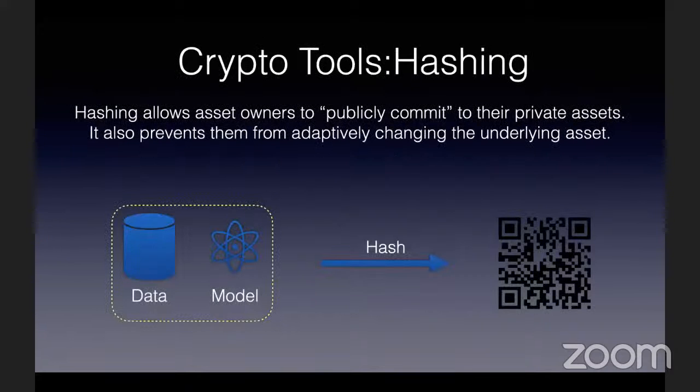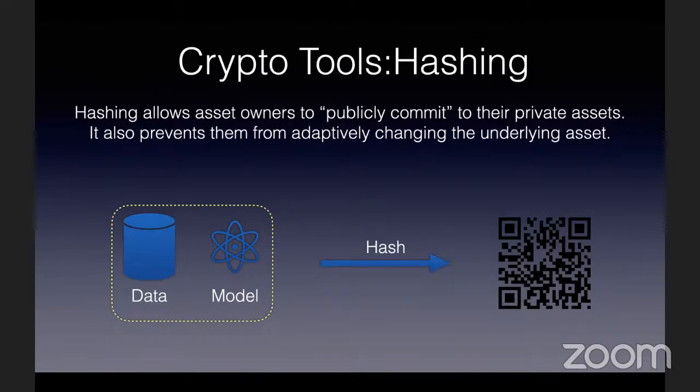So now we'll just give an overview of some of the cryptographic tools that help us achieve these aims. One of the really simple tools is hashing. What hashing allows is that an asset owner can publicly commit to their private asset.